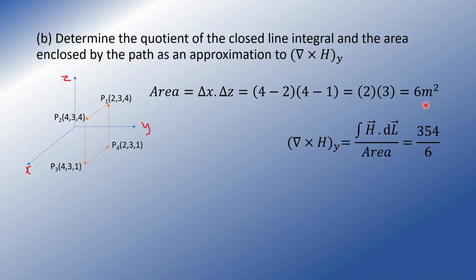With this given area, we already have calculated H dot dl, which was 354, divided by 6 gives us 59 ampere per meter square. Since we are finding the component of curl in y, we find the area x dot z. If it was the component with respect to x, then we find the area y dot z, and so on. So this is an approximation of curl on y.